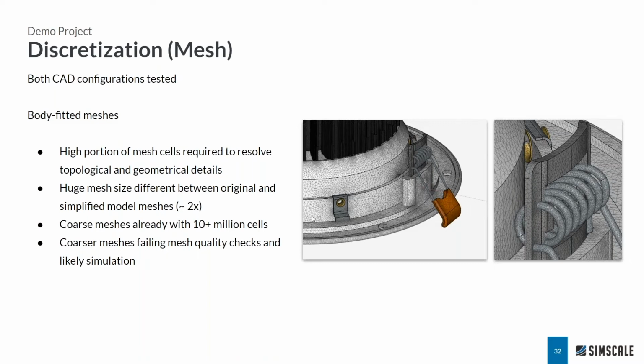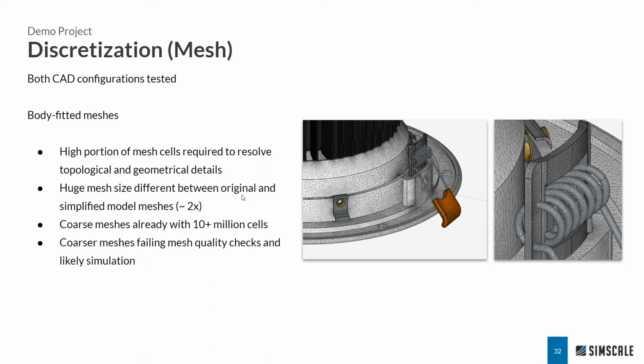You can also see that even for the simplified model, we had over 10 million cells already for the first trial, with our default settings that are meant to be a rather coarse first shot at the simulation. For the very detailed model that you can see here, it was over 20 million cells for the first mesh created.